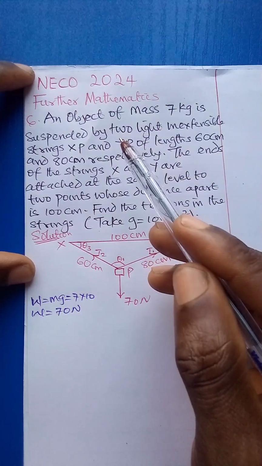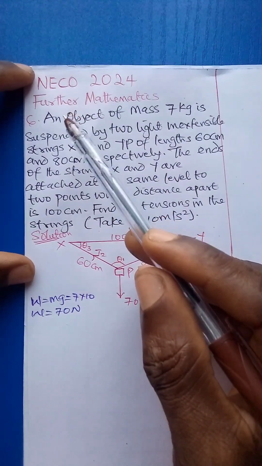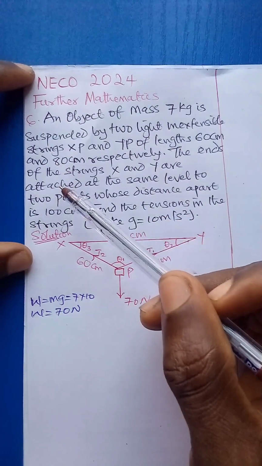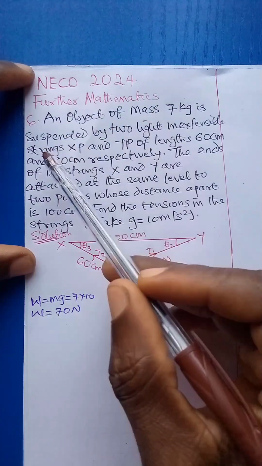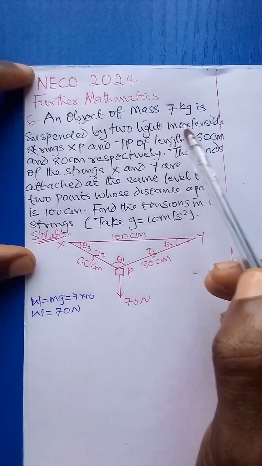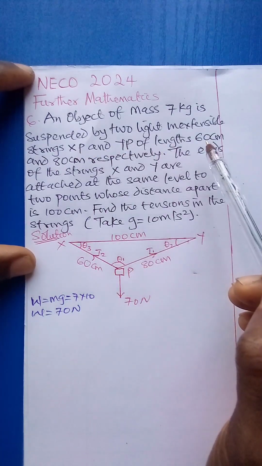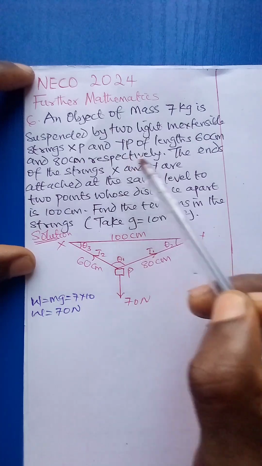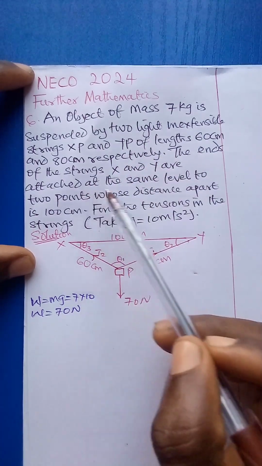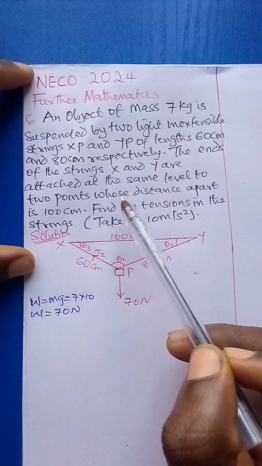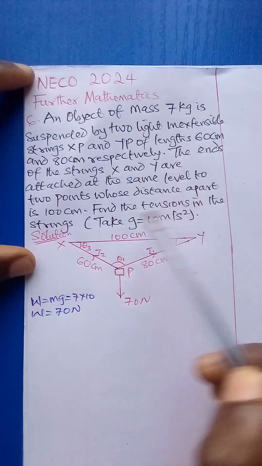In this video, I will be solving this year's NECO Further Mathematics number 6 theory question. The question says, an object of mass 7 kg is suspended by two light inextensible strings XP and YP of lengths 60 cm and 80 cm respectively. The ends of the strings X and Y are attached at the same level to 2 points whose distance apart is 100 cm. Find the tensions in the strings.